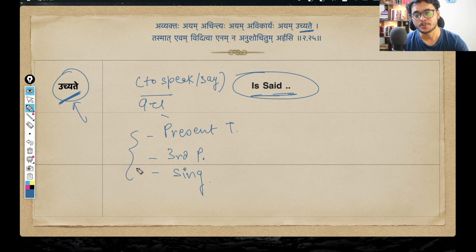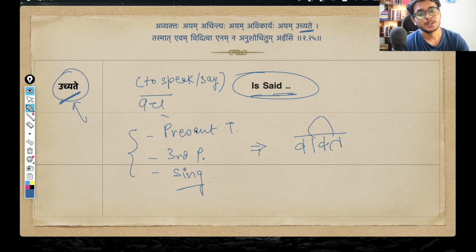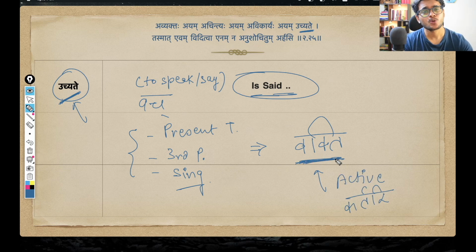And this is the form here. In present tense, that is lat lakara in Sanskrit, third person. That is, some third person did the action, and singular, ekavachanam. So vach dhatu in these three properties, if you check in the Ashtadhyayi, this is the form you will find, vakti. And this vakti is the correct form, but this is the active voice form. This vakti is the more commonly used, the kartari prayoga form. Okay. But this uchyate is also the same verbal root, the same properties, but this is the karmani form.